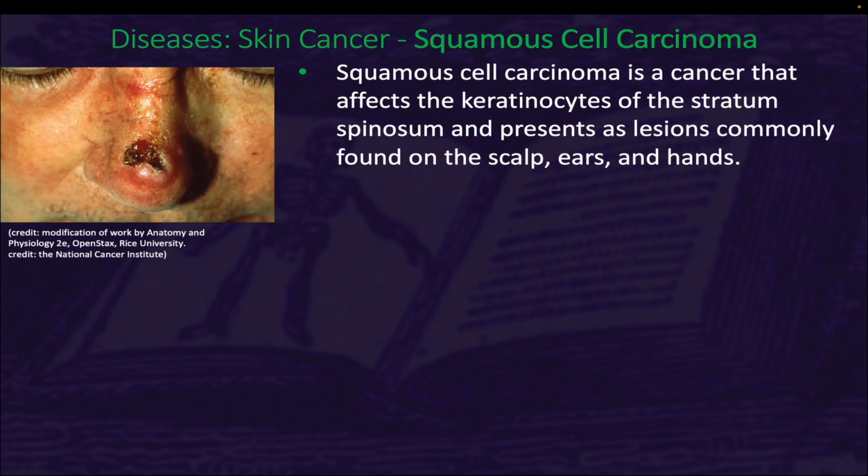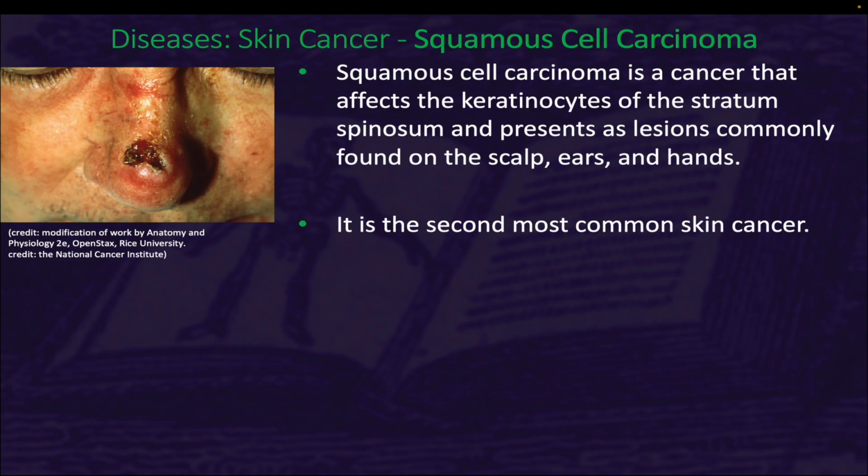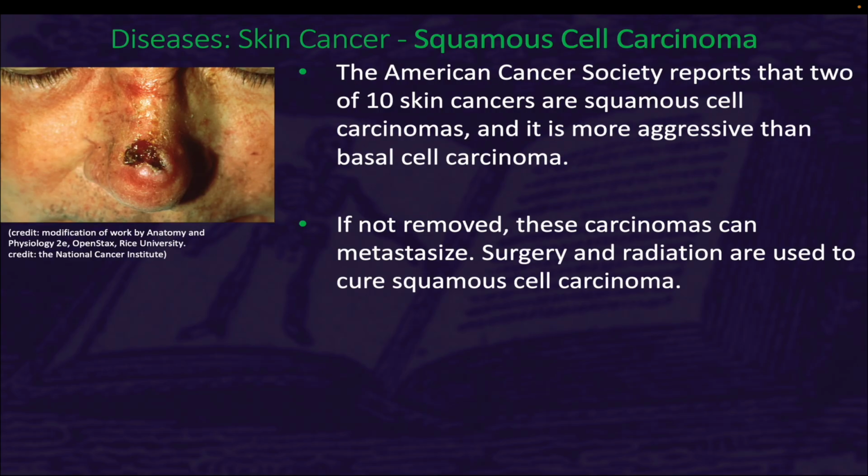Squamous cell carcinoma is a cancer that affects the keratinocytes of the stratum spinosum and presents as lesions commonly found on the scalp, ears, and hands. It is the second most common skin cancer. The American Cancer Society reports that 2 in 10 skin cancers are squamous cell carcinomas, and it is more aggressive than basal cell carcinoma. If not removed, these carcinomas can metastasize. Surgery and radiation are used to cure squamous cell carcinoma.